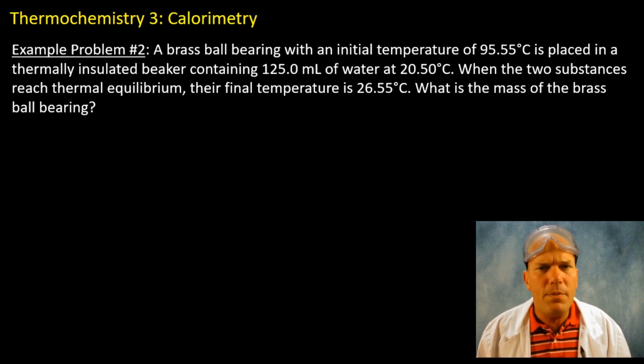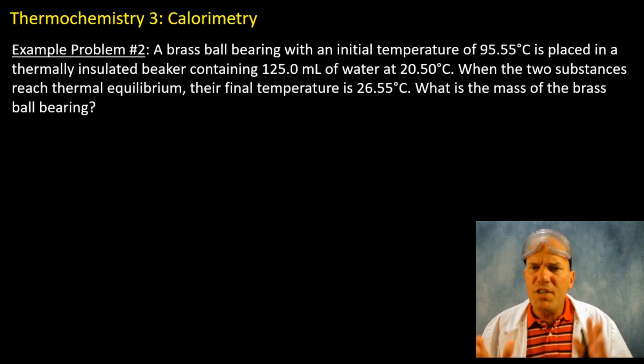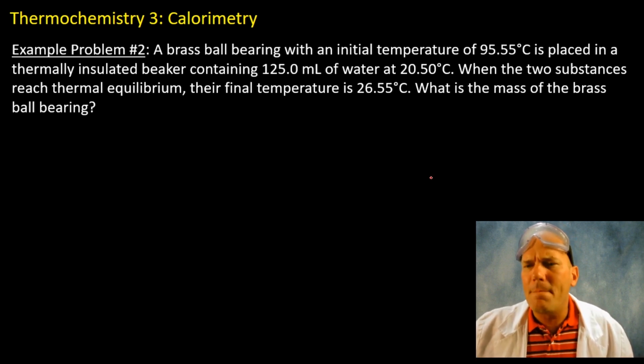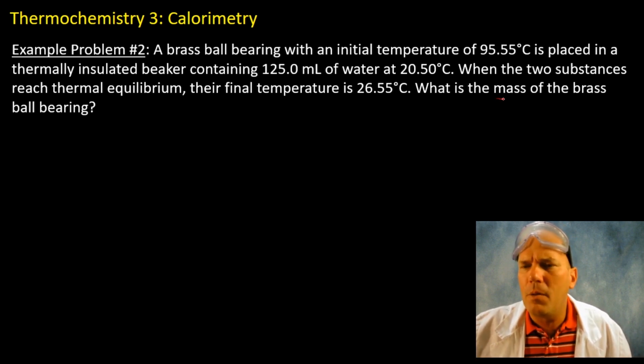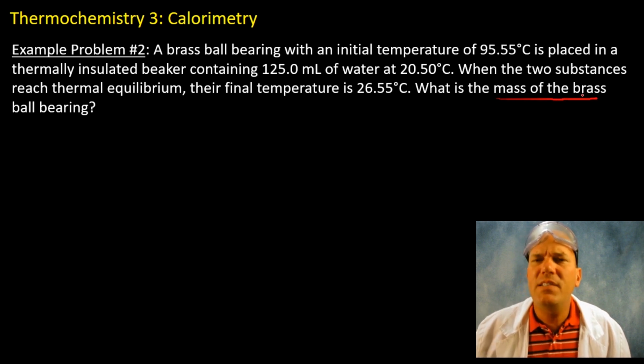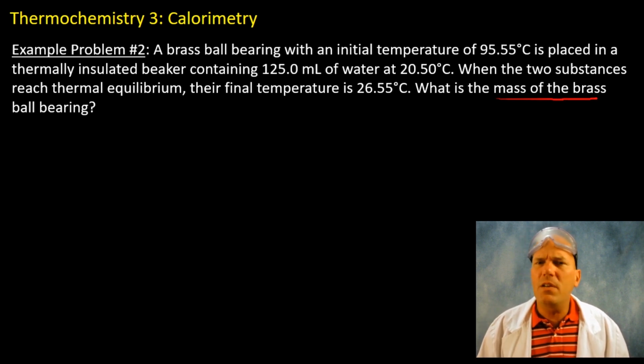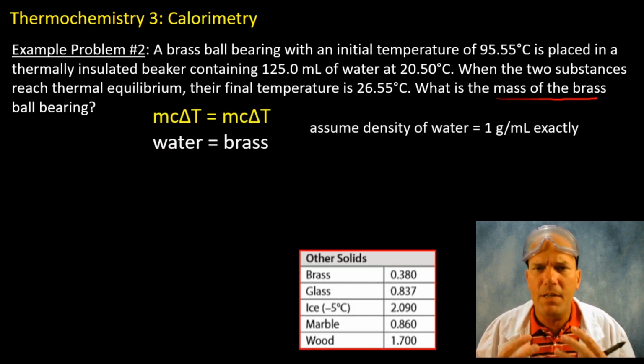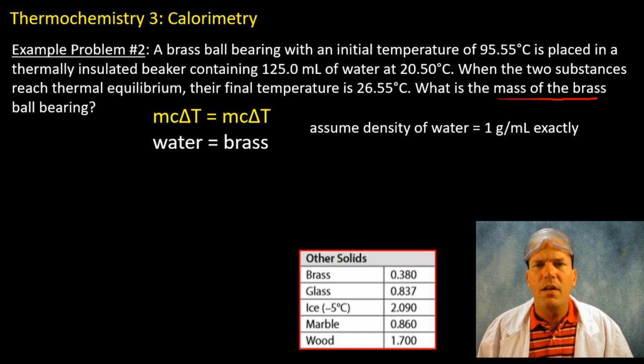What's different about this problem already? You're given the final temperature of the system and you're asked, what is the mass of the brass ball bearing? So this is different, but we're still going to employ the same methodology here. A couple of points to make before we delve into the mathematics.